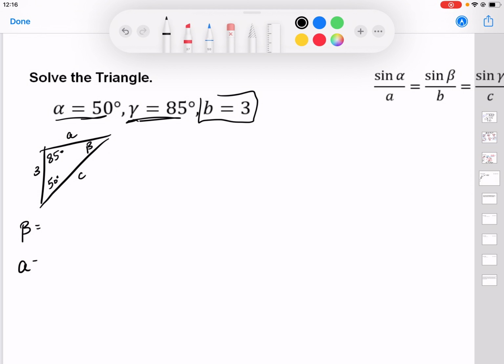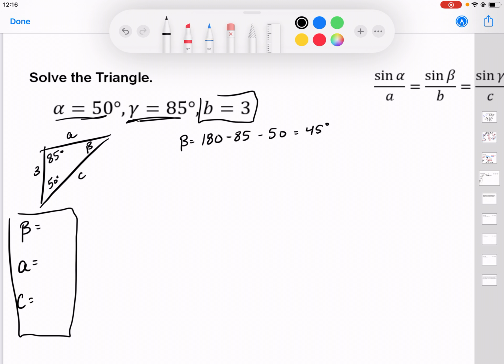Beta, A, C. So we're going to go ahead and find beta first. So beta is going to equal 180 degrees minus 85 minus 50, and that should be 45 degrees. And then we found beta. Maybe I'm going to put it in the picture. It's 45. Wow, 45.